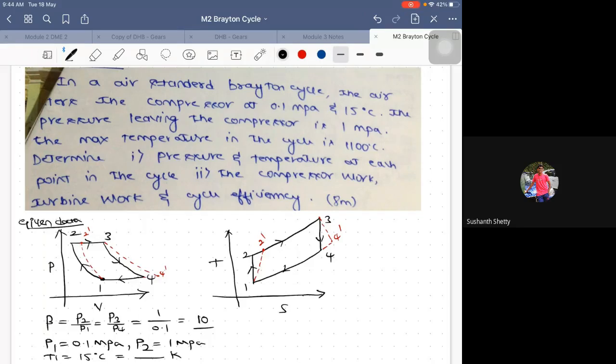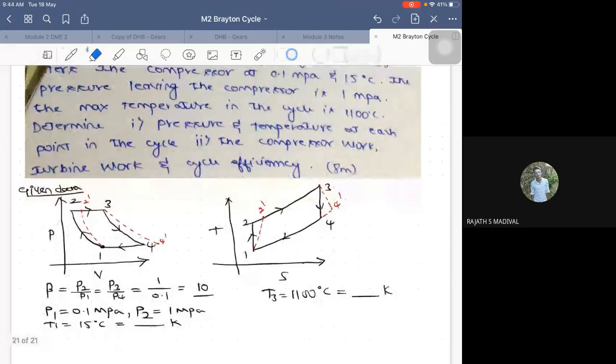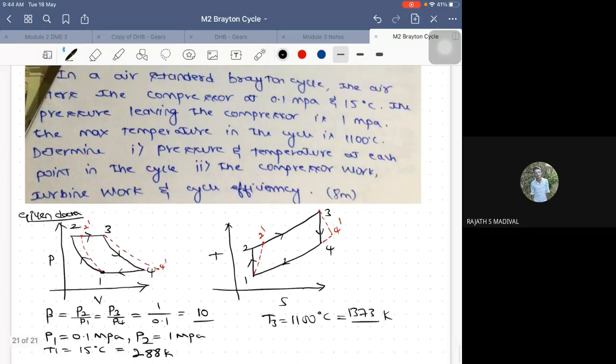The maximum temperature in the cycle is 1100 degrees Celsius, not 110. What is that particular value? Which temperature is that? T3. Very good. So the value of T3 is 1100 degrees Celsius. Converting to Kelvin, 15 degrees Celsius is 288 Kelvin, and 1100 degrees Celsius is 1373 Kelvin.